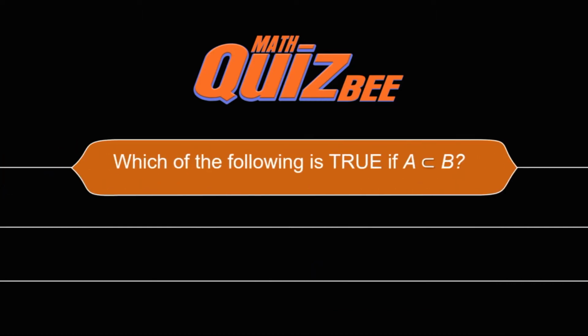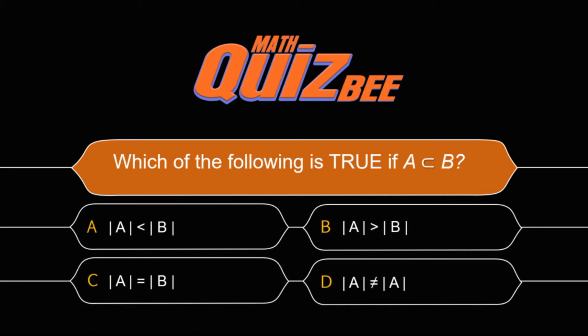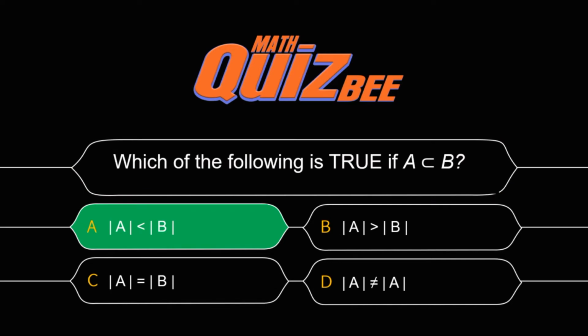Next question. Which of the following is true if A is a proper subset of B? Is it A, cardinality of A is less than cardinality of B? Letter B, cardinality of A is greater than cardinality of B? Letter C, cardinality of A is equal to cardinality of B? Letter D, cardinality of A is not equal to cardinality of B? The correct answer is letter A. Cardinality of A is less than cardinality of B.